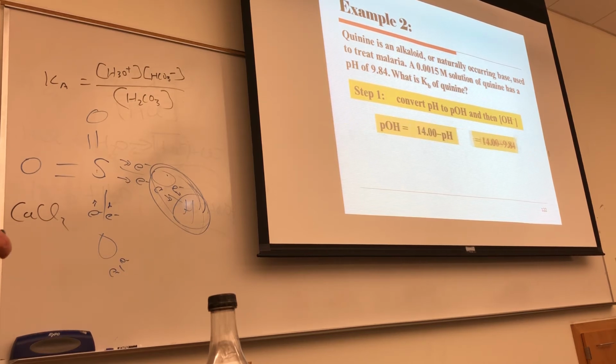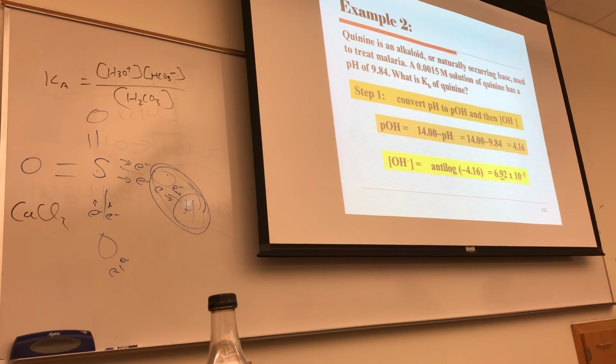So you can find your OH. This part is just finding the OH concentration. Everybody okay with this? You have the pH, you can convert the pH to the pOH, and then you do the antilog of the pOH, and you get the concentration of the hydroxide. That's all this is. Everybody okay with that?